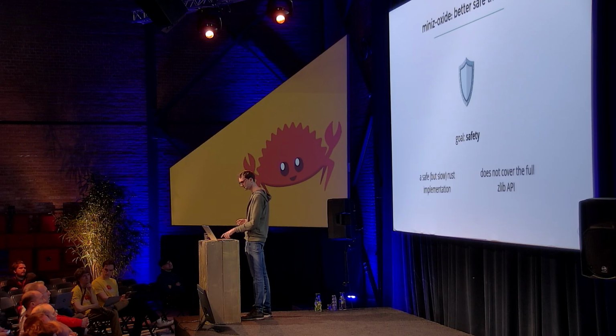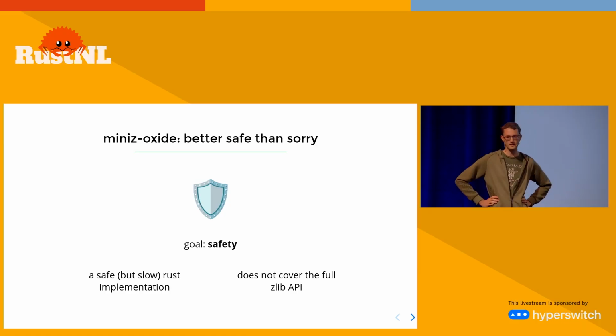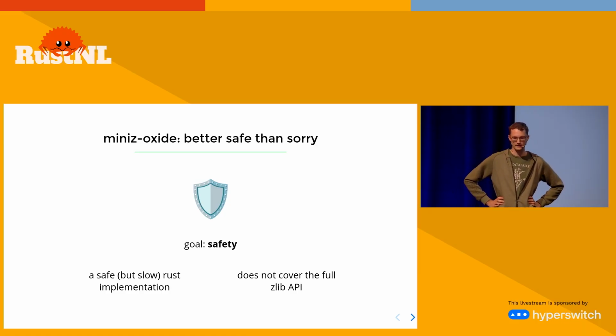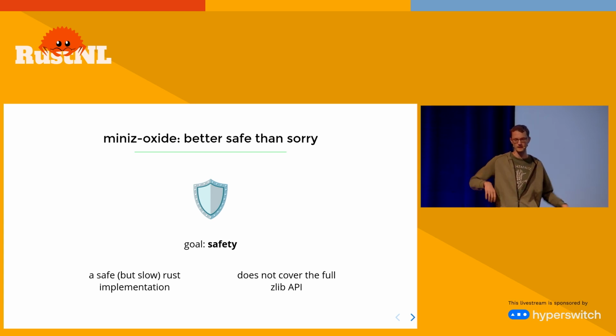But also, you can use Rust implementations. And until recently, the only Rust implementation available was miniz_oxide. And this is a safe implementation of a subset of the zlib API. So it really covers a lot of use cases for Rust users, but it leaves some things to be desired. It doesn't cover the full zlib API. It's not a drop-in replacement. And also, it is relatively slow because it doesn't make dedicated use of these SIMD instructions.